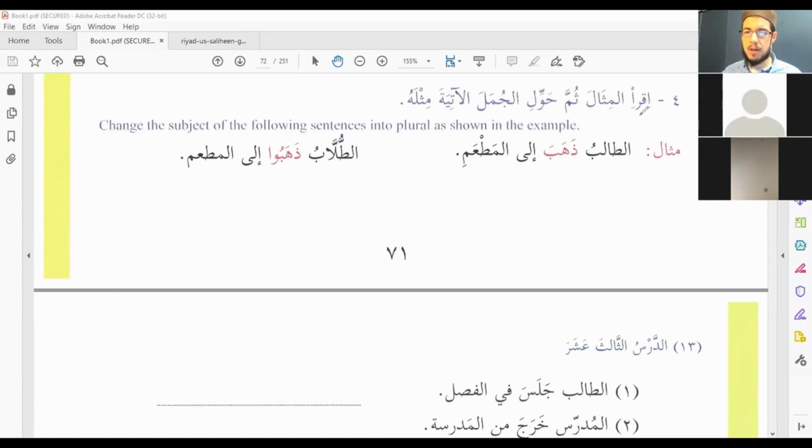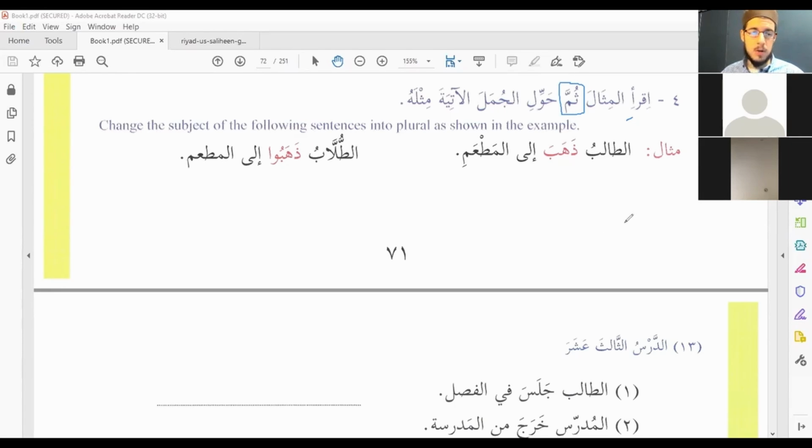So we have اقرأ المثال ثم حول الجمل الآتية مثله. Okay, so read. This is a command in form 1. اقرأ, you should be familiar with Surah Al-Alaq. اقرأ المثال. We have to add the kasra in order to bridge the gap between the two letters that have sukun. Mithal is an example. Thumma is a conjunction. This is actually very, very useful, so I'll just introduce it since it's in the instructions.